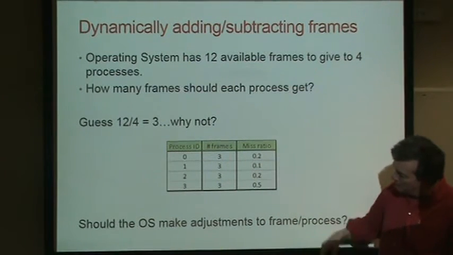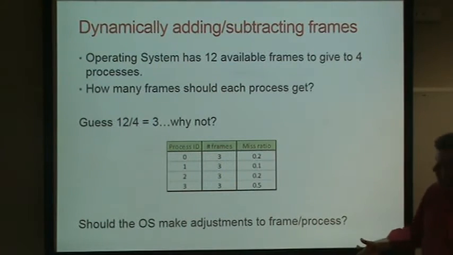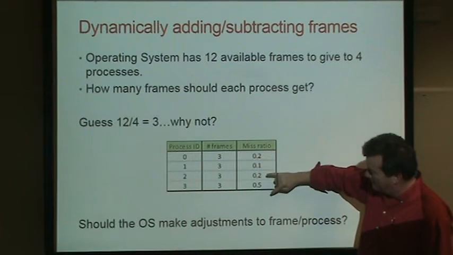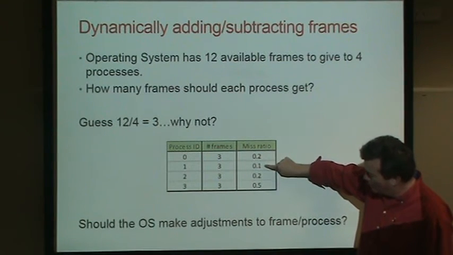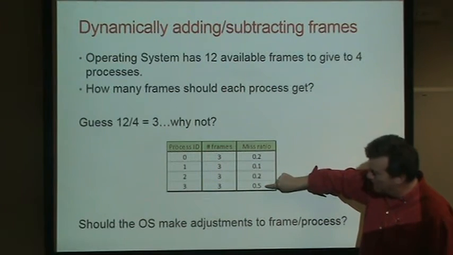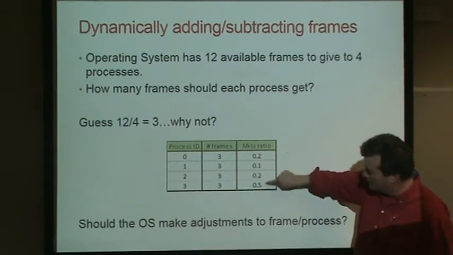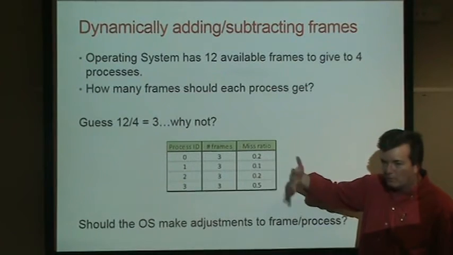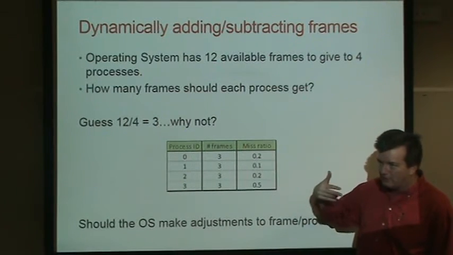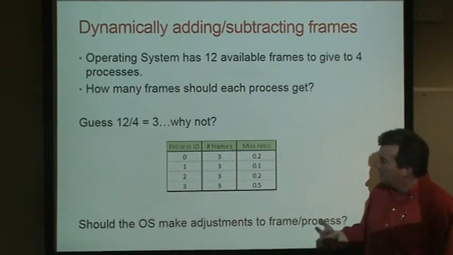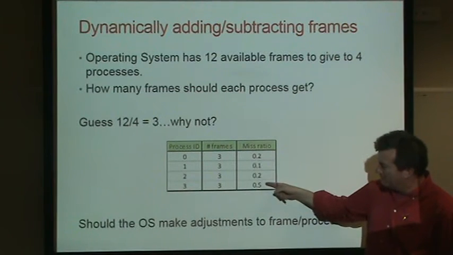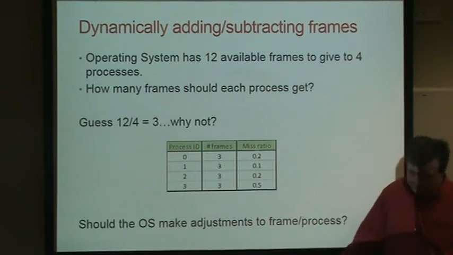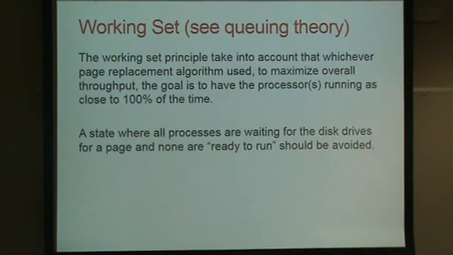And also later on when we talk about queuing theory, by balancing this, taking a frame away from this one and giving it to this one, letting them run and recalculating these numbers to see if they come out even, we may have a situation where the processor is being used close to 100% of the time. So that could be an improvement too.